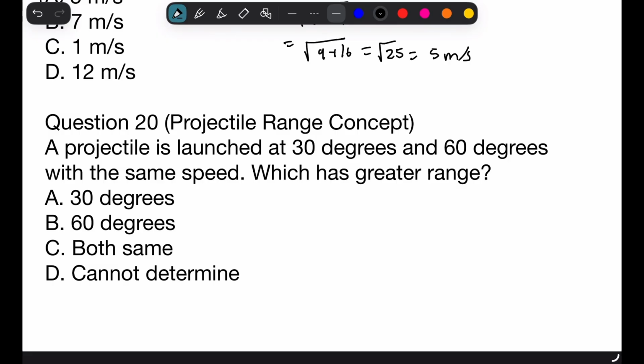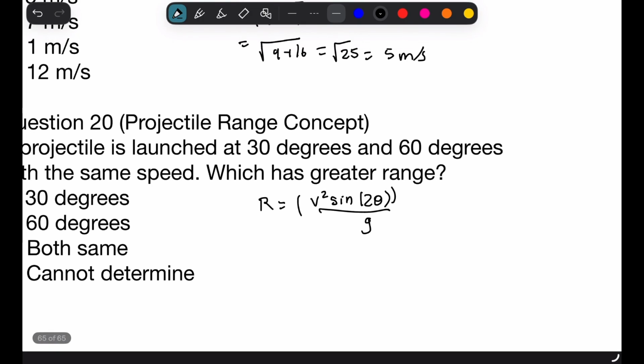Now, a projectile is launched at 30 degrees and 60 degrees with the same speed. Which of the following is going to have a greater range? Well, our range formula is going to be equal to v squared sine of twice the angle that you're inputting, divided by your gravitational constant g. So we can calculate this for both our angles. So if we have 30 degrees, we're going to have v squared sine of twice times 30 degrees over g. And this is going to be equal to 60 degrees.